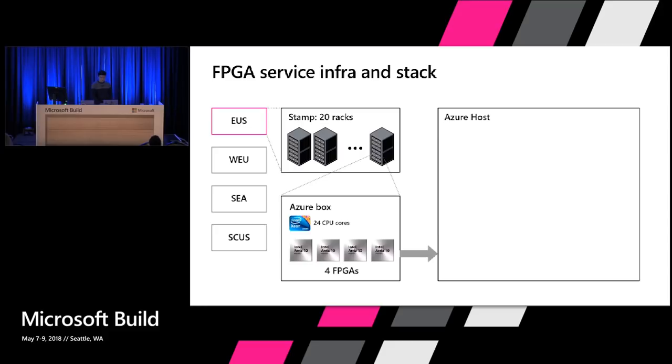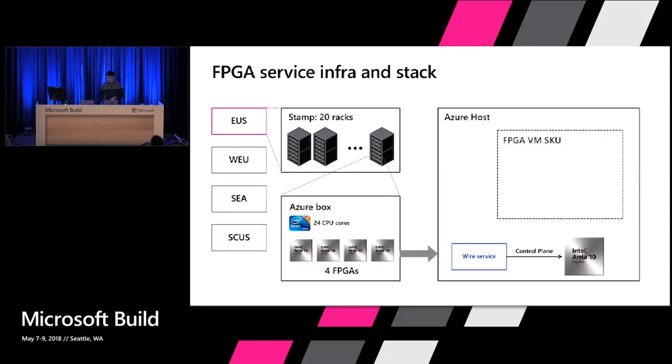In the actual Azure host itself, we have the Intel Arria 10 FPGA. We have 4 of them. And there's a wire service that programs the FPGA. So Doug talked about this image that you flash onto the FPGA. Today that is the highly optimized ResNet 50 image. And then in this host, we have our VM. So this is an Azure VM. Currently, this is available only to us as Azure Machine Learning. So we give you back an API. But we as Azure Machine Learning provision the VM, and then we flash the FPGA, and then we give you back that API.